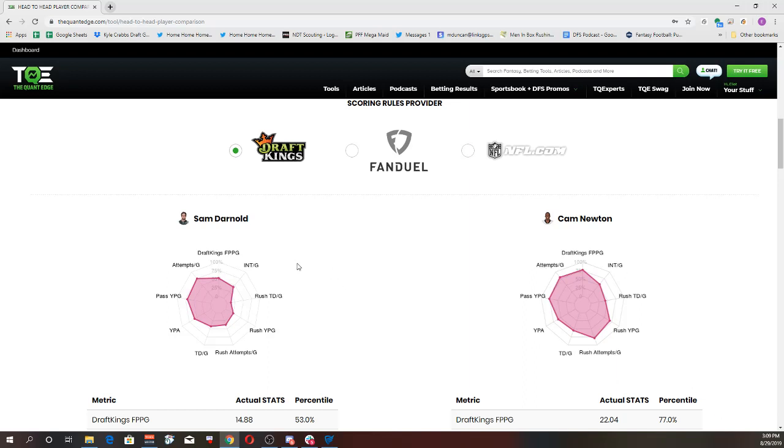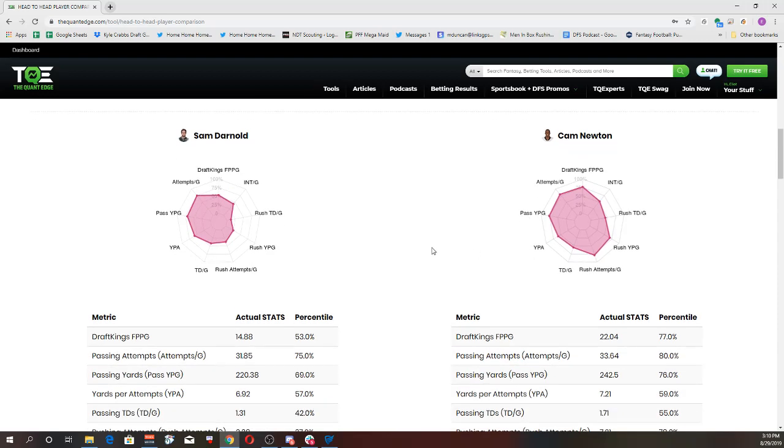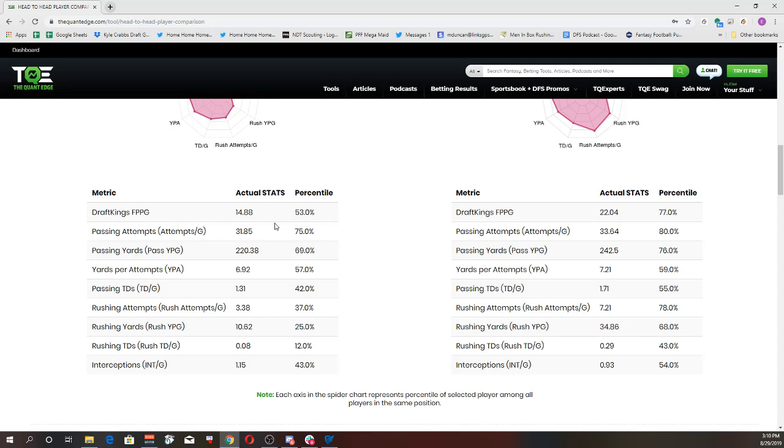We built spider charts for all their different statistics, whether it's fantasy points per game or interceptions per game or total touchdowns per game or rush attempts per game, whatever it is. You can get a quick data visualization to understand just how elite that player is. And then you can scroll down here and you can get a closer look at everything. So we can see that Sam Darnold was a 53rd percentile quarterback. 100th percentile is best. 0 percentile is worst.